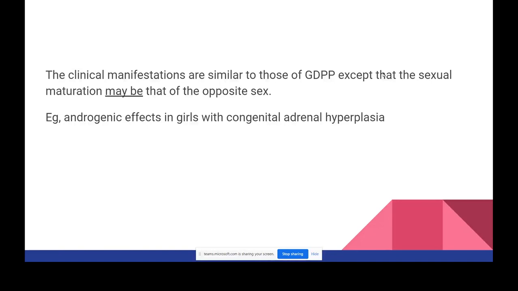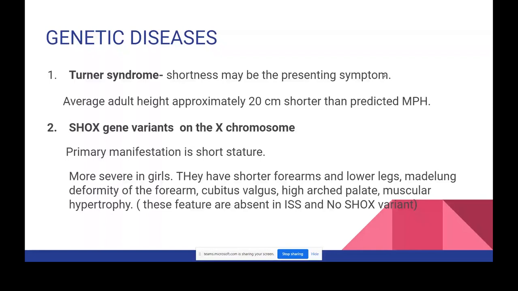But except in certain cases, there may be some sexual maturation of the opposite sex. Like in congenital adrenal hyperplasia, if girls have androgen-secreting tumors from the adrenal glands, they probably have androgenic effects; they are masculine and have features of the opposite sex.